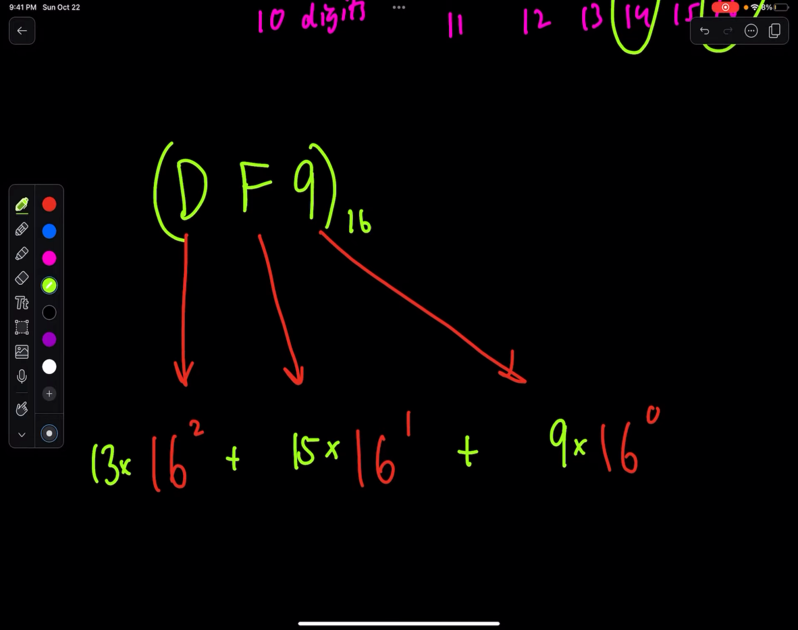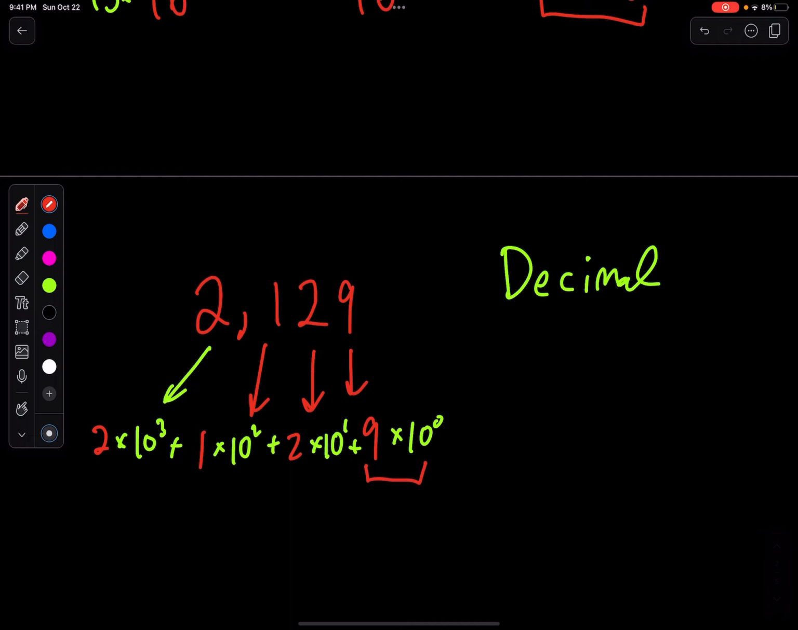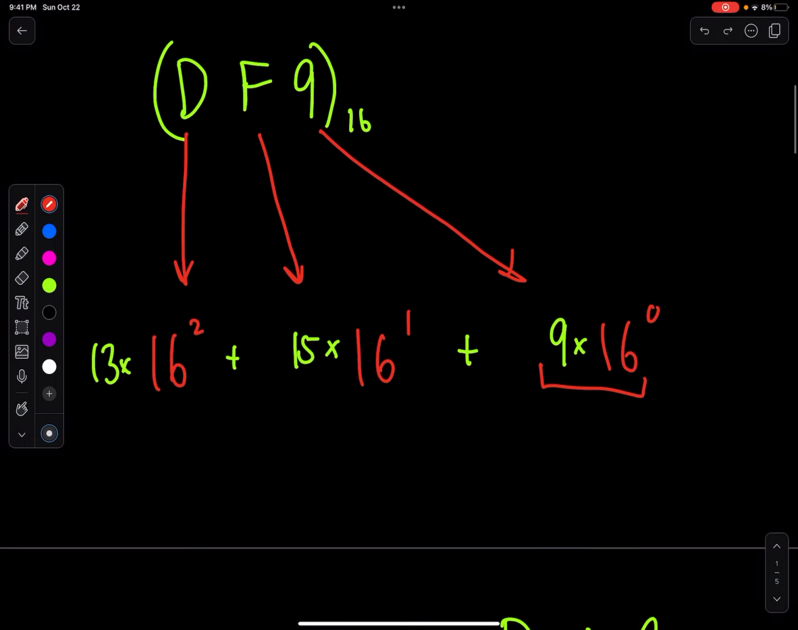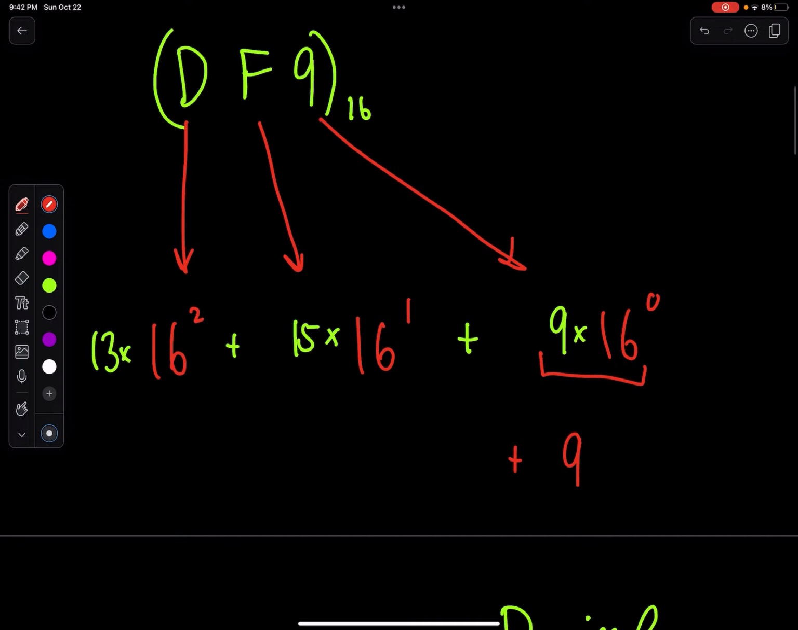All right. Now we can continue to clean this up. Recall, though, this is the ones place. It wasn't just straight up 0, just like this was the ones place. We had 9 ones there. Here we have 9 ones as well. 16 to the 0 is just 1. I have a video on exponents if you need help with it. Please check it out. Then we have 15 times 16.